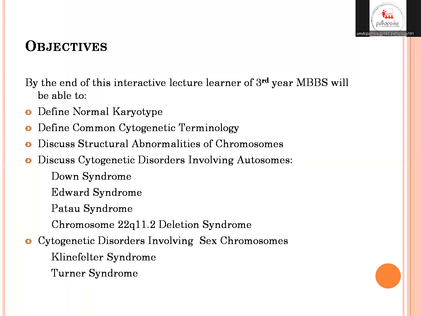By the end of this lecture, the learner should be able to define normal karyotype, define common cytogenetic terminologies, discuss the structural abnormalities of chromosomes, discuss cytogenetic disorders involving chromosomes, and the cytogenetic disorders involving sex chromosomes.